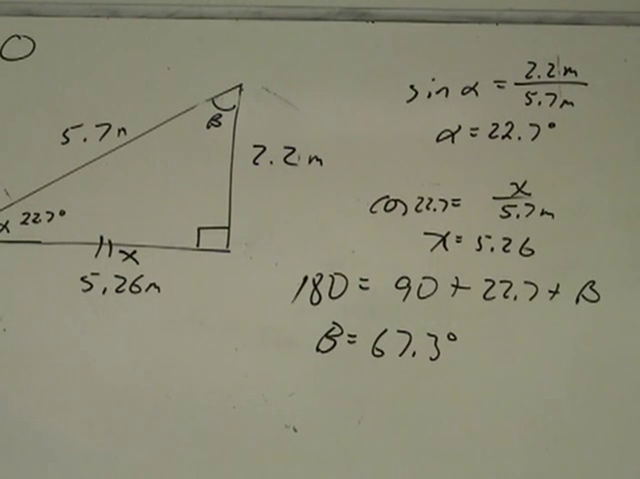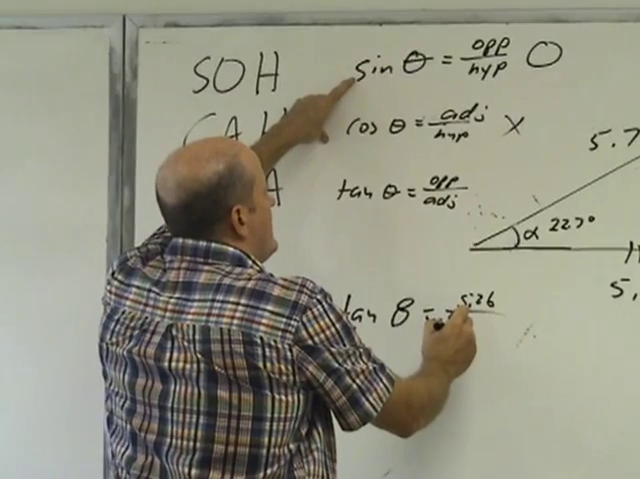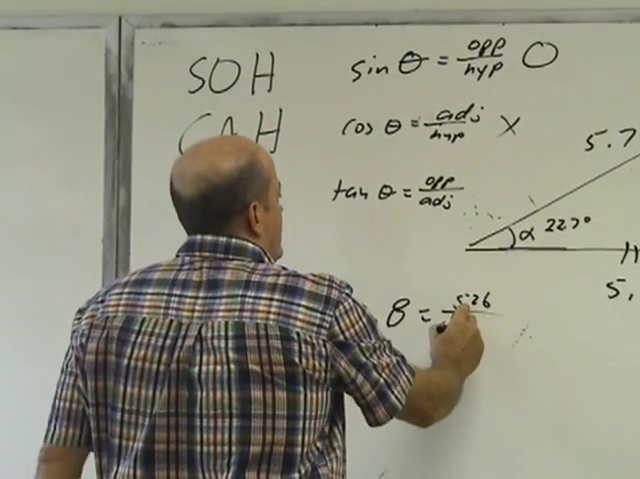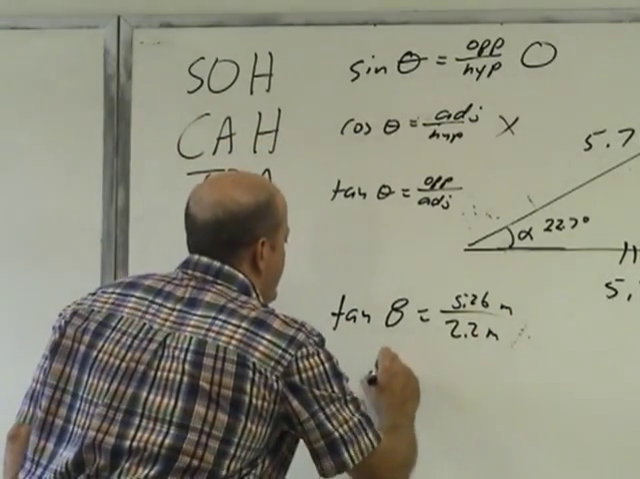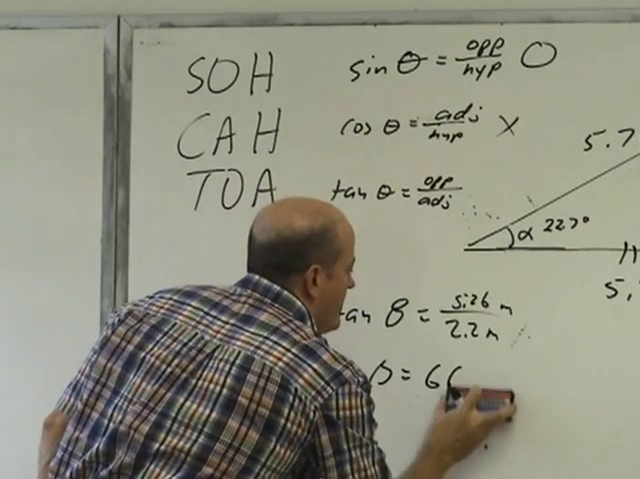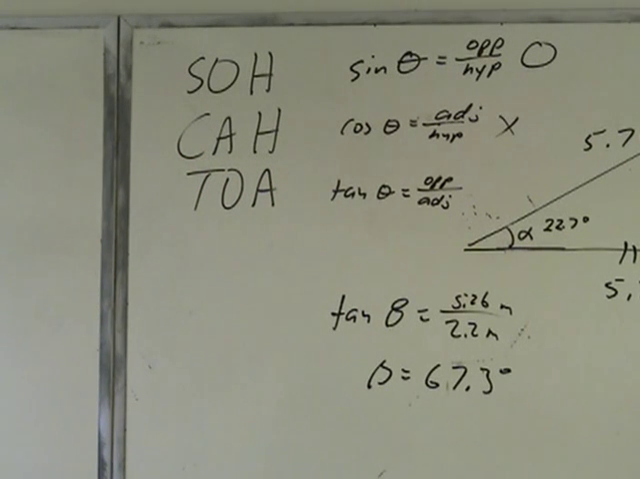5.26, no, 5.7. Tangent of beta is equal to what? 5.26 over 2.2. It's good to me. I just did that real quick in my calculator. 67.3 degrees. Is this coming back to anybody? Starting to make sense a little bit.